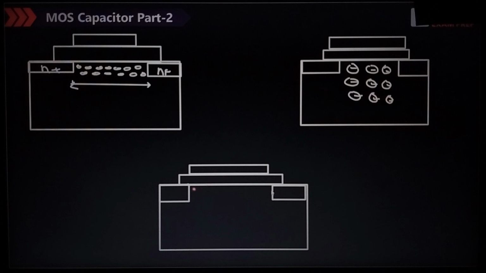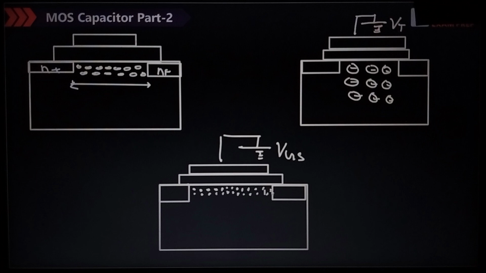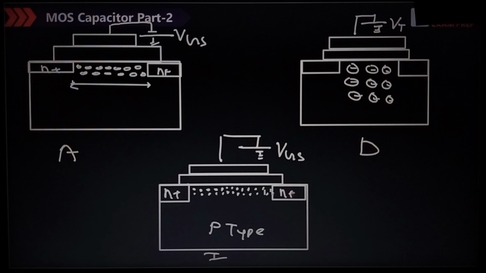And inversion means it will attract electrons. Here we are giving positive. Here it is increased up to what? Threshold. Here we are giving negative. These are the cases: accumulation, depletion, inversion. This is the P type. Let me assume that it is the N positive and P type substrate.